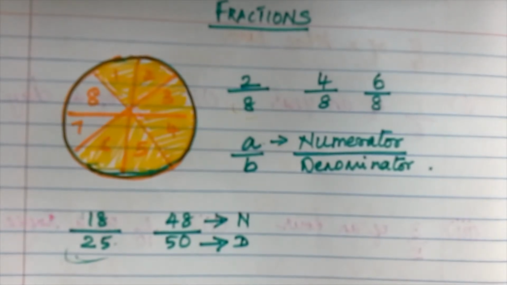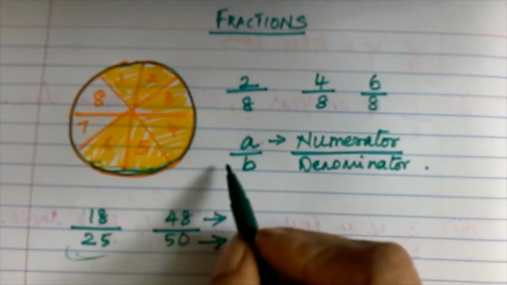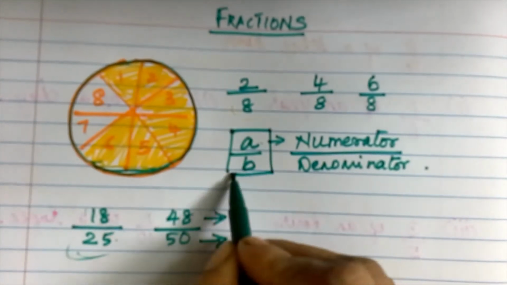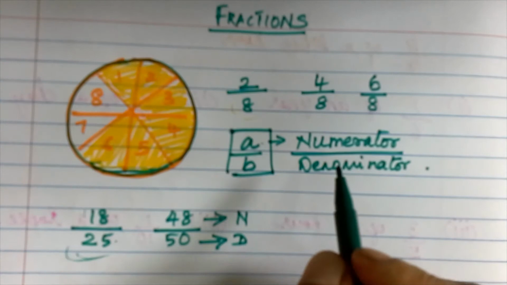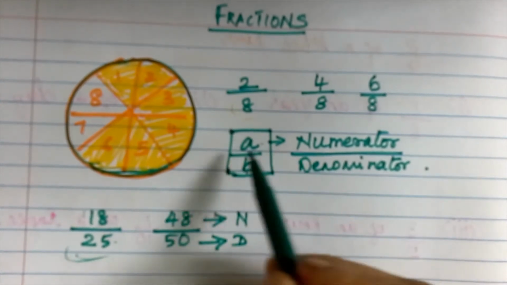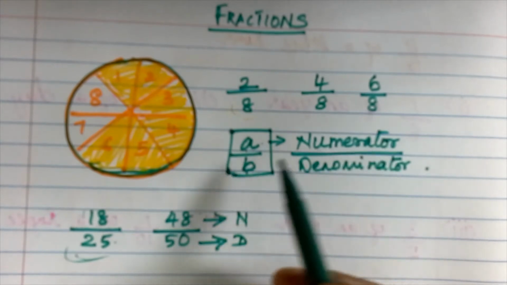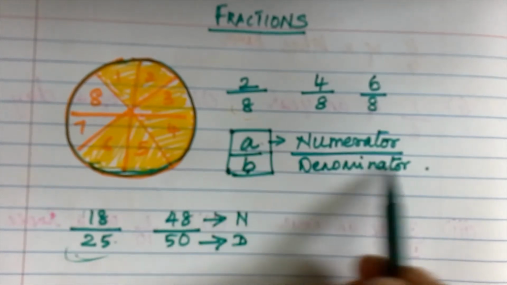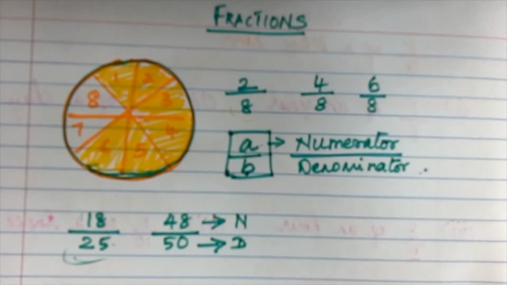So again I'm going to repeat. The numbers of the form a by b where a and b are natural numbers are called a fraction. So fractions are denoted by a by b. The upper one is called the numerator and the lower one is called the denominator. So this is called a fraction.